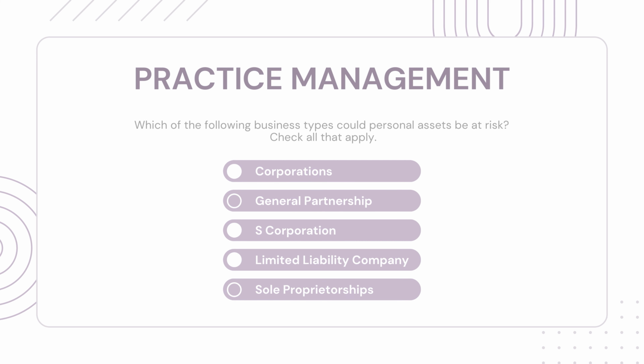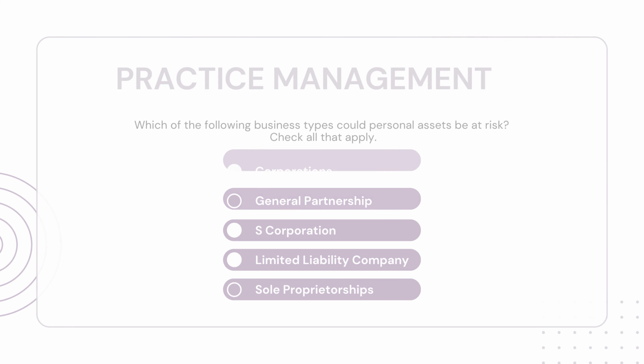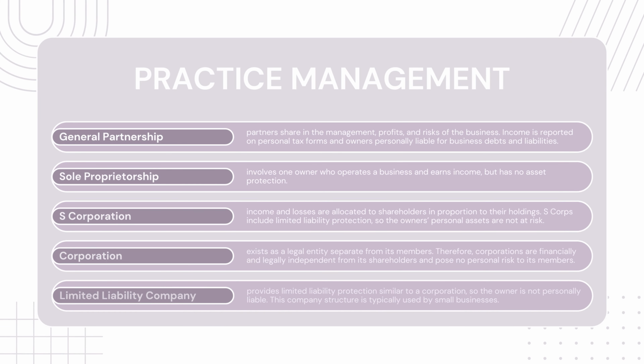The answer is general partnership and sole proprietorship. Sole proprietorships involve one owner who operates a business and earns an income. However, they have no asset protection. In a general partnership, partners share in the management, profits, and risks of the business. Income is reported on personal tax forms. Therefore, owners are personally liable for business debts and liabilities.